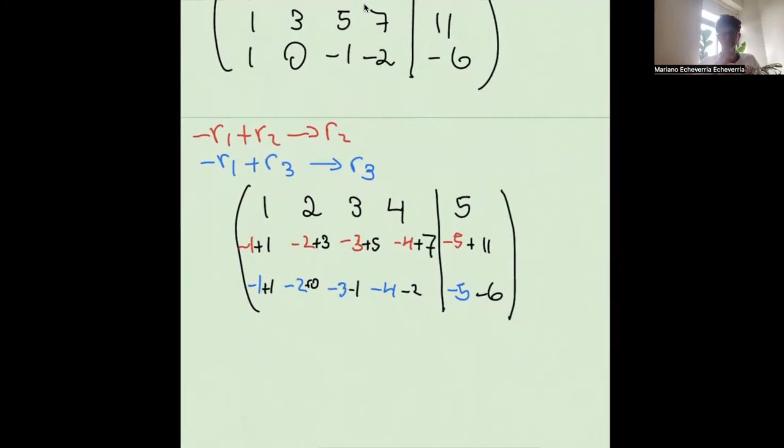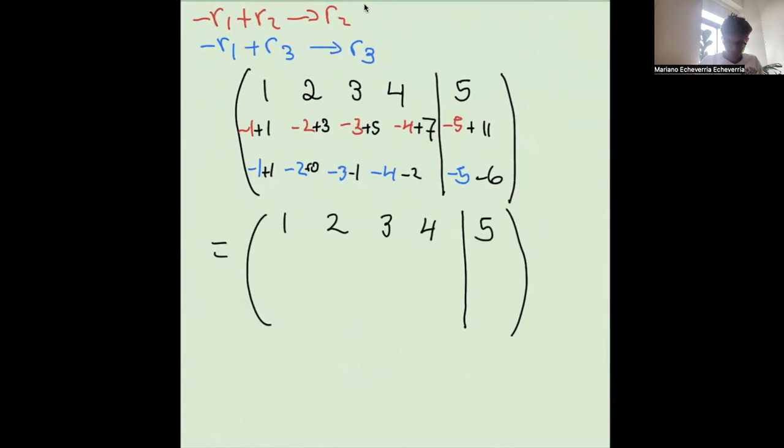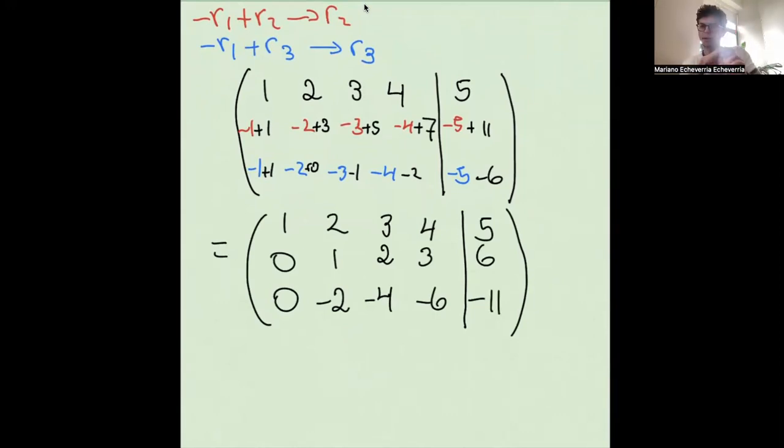So far, so good. This gives you 1, 2, 3, 4, 5. And what do you get when you do these operations? You get 0, 1, 2, then 3, then 6, right? And then 0, -2, then -4, -6, and -8. Is that okay? Is that making sense?